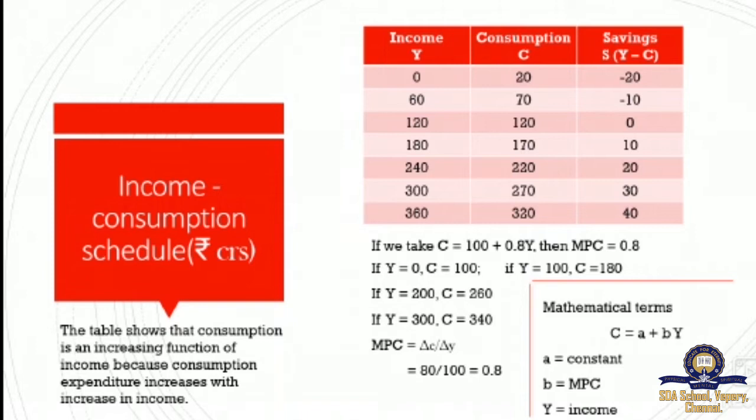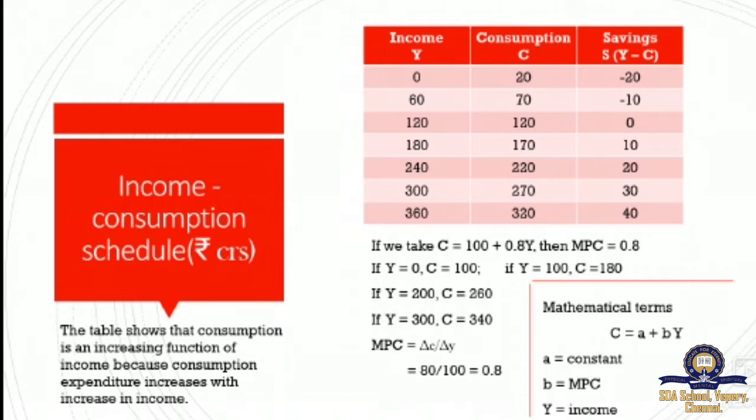How is it possible? Now look at the previous line. 0.8 into Y, where Y is 100. The income is 100. Sorry, not consumption. The income is 100. 0.8 into 100 will give you 80. So 80 plus the constant number 100 gives 180.